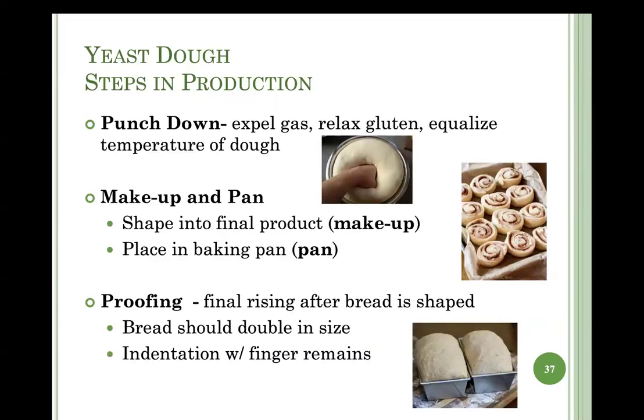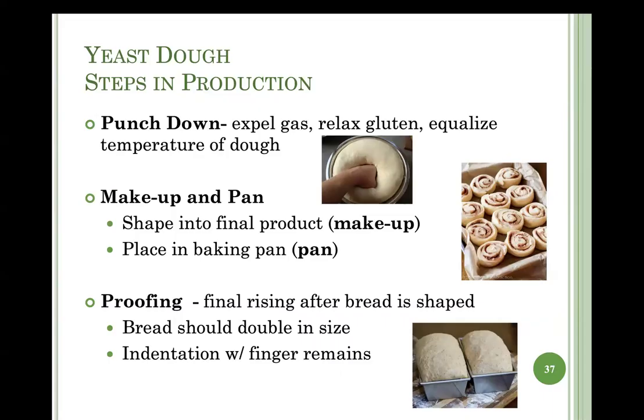After you're finished proofing, what you want to do is punch down the dough. This expels the gas, relaxes the gluten, and equalizes the temperature of the dough. While it's proofing, you have a lot of chemical reactions in there, so it does get a little bit warmer. You want to make sure the temperature is even all around.